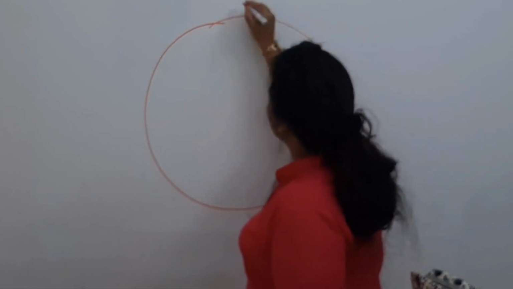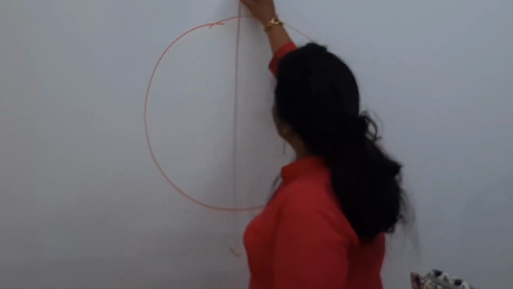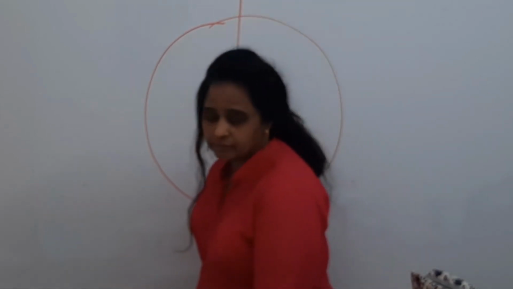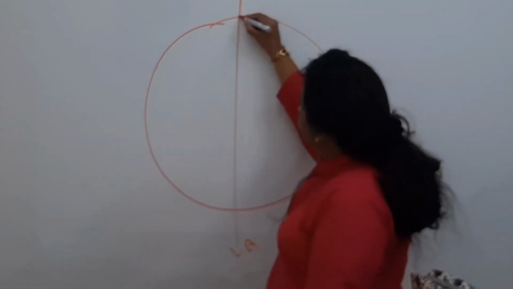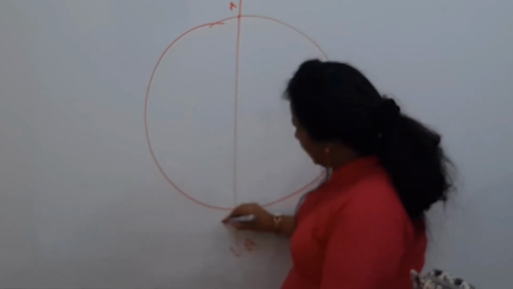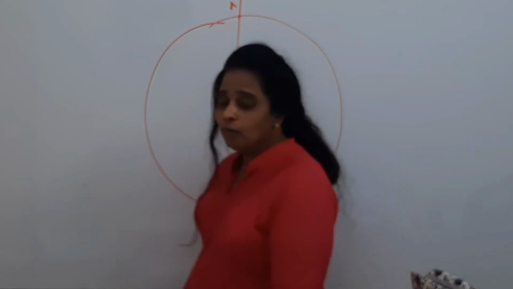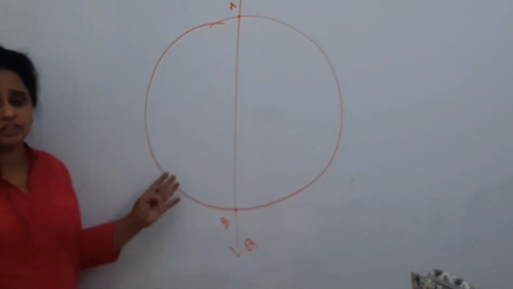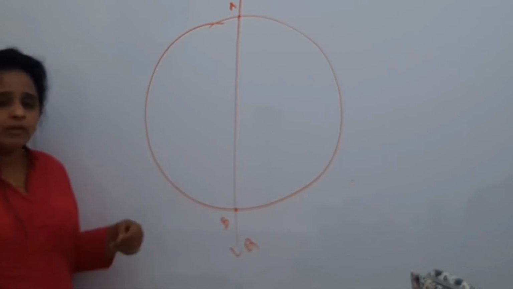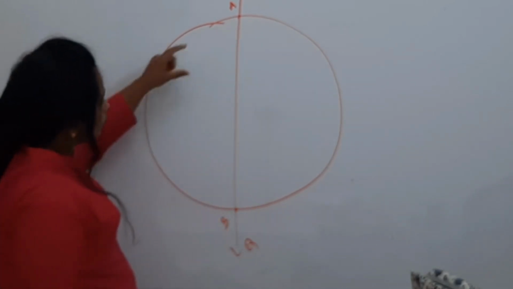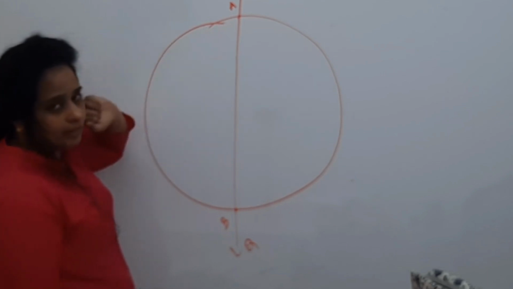Let my secant be PQ. Now this secant PQ intersects this circle at 2 points A and B. Now my question is whether this secant can become a tangent or not. What I am going to do is, A and B are the end points of the chord AB.